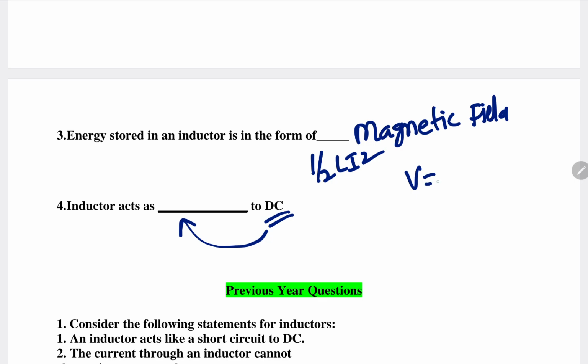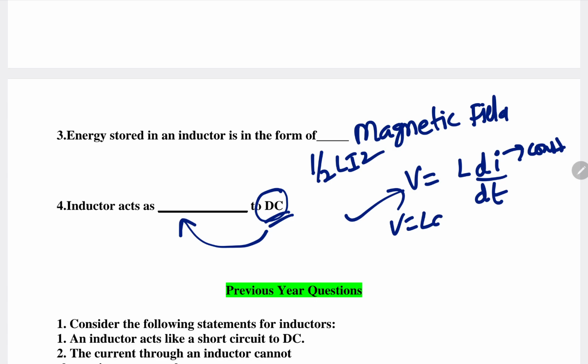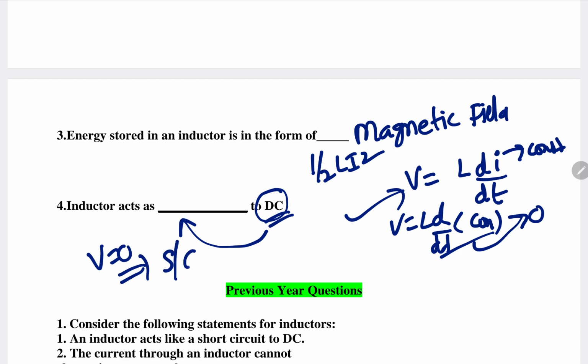We know voltage across an inductor is L di by dt. So what power supply are we giving? DC power supply means constant voltage. So constant voltage will give us constant current. So this current becomes what? Constant. So V is equal to L times the differentiation of a constant. So the differentiation of a constant is what? This value is going to become 0. So voltage becomes 0. Voltage becomes 0 means short circuit. So an inductor acts as a short circuit to DC.